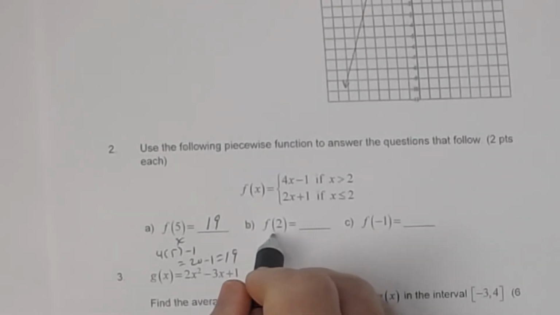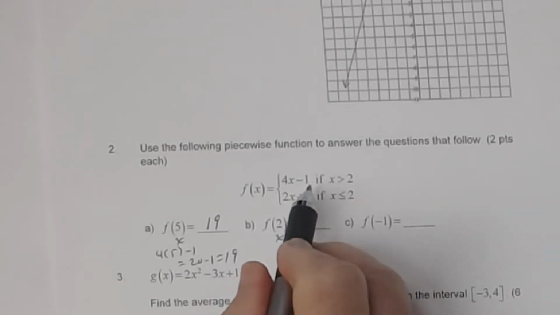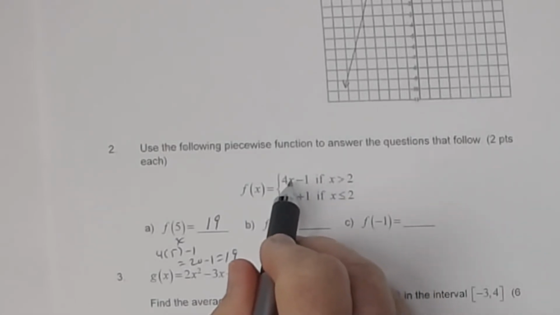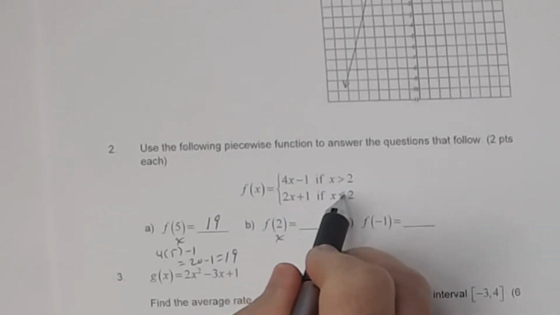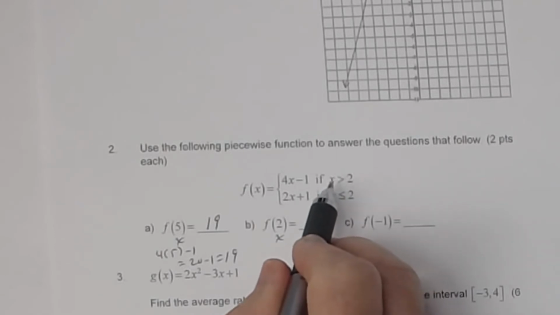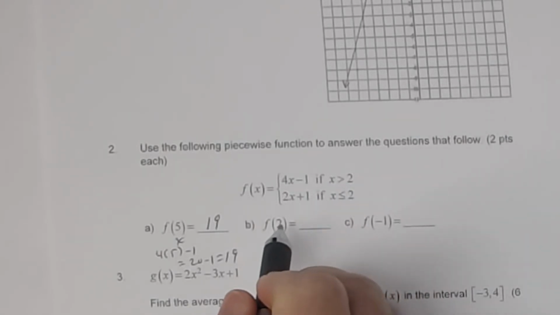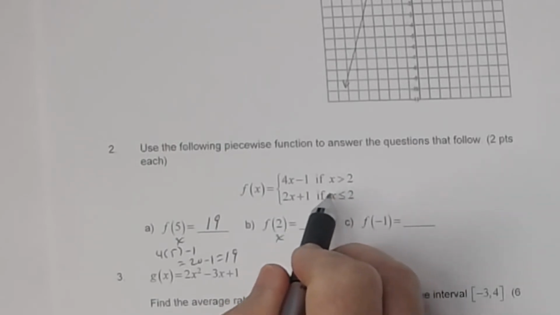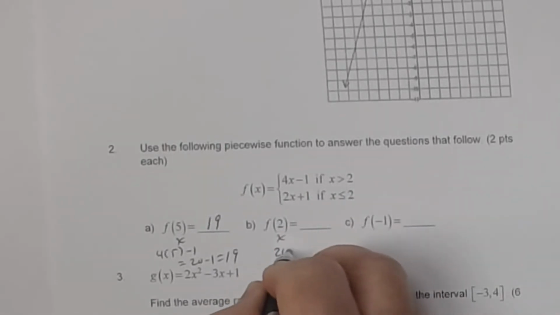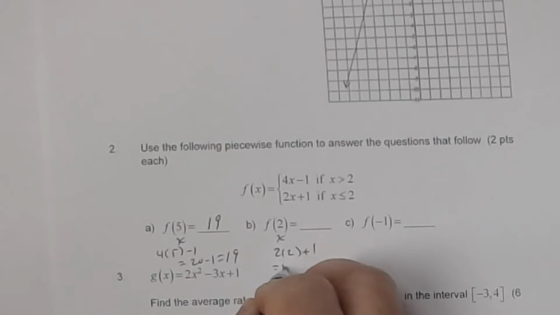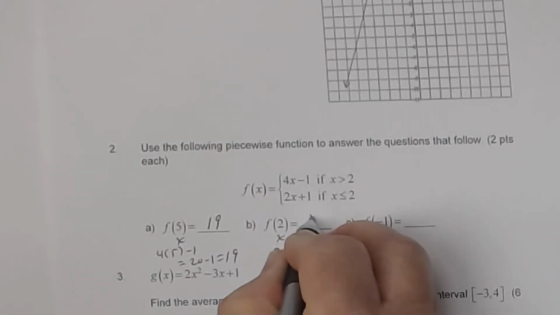Same thing for f of 2. So I have to determine when x is 2 which of these I'm going to use. So notice this is the one right here that says x is less than or equal to 2. So that's where x equals 2. Don't use this one because this says you use this one only if x is greater than 2. Here x equals 2. So you're going to use this one. So you can say 2 times 2 plus 1. So that's 4 plus 1, which is 5.